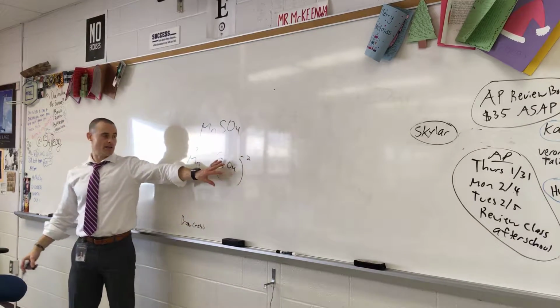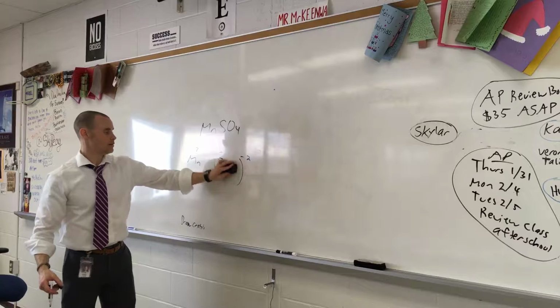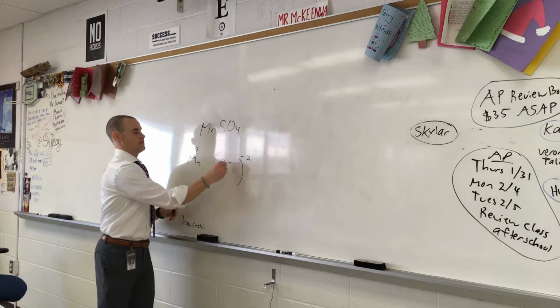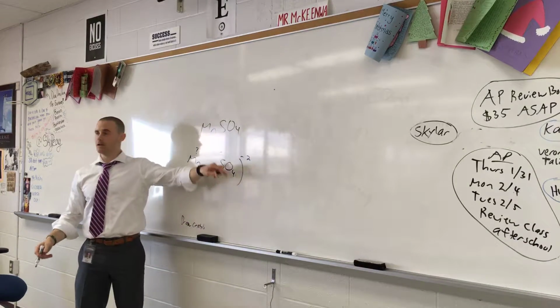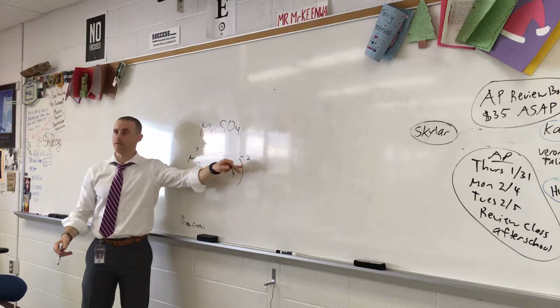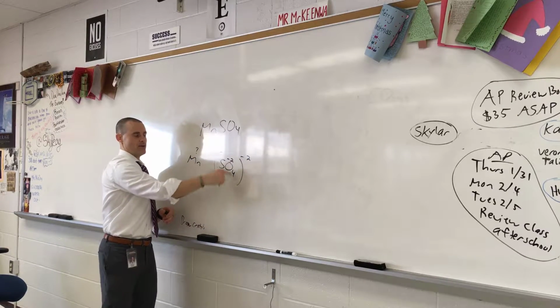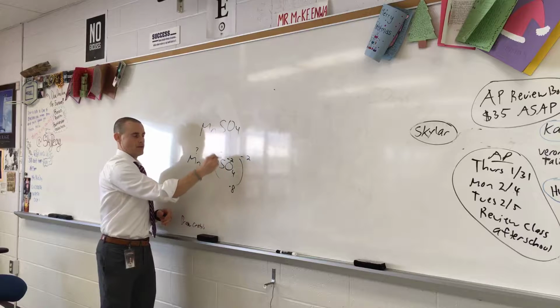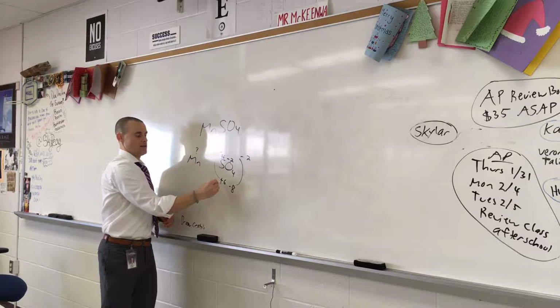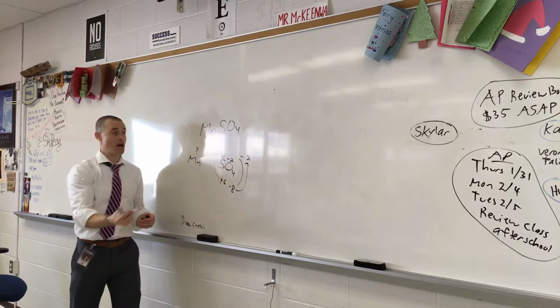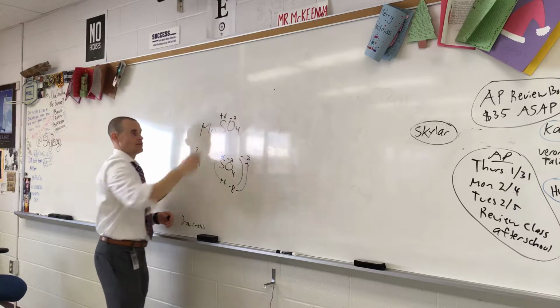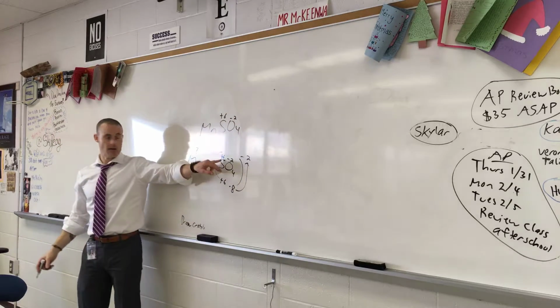This is on table E. Sorry, that O should be a little bit bigger. SO4. I know this is on table E, so all of this must equal negative 2. Well, if oxygen's negative 2, that's a minus 8. So this must be a plus 6. That adds up to a negative 2. So now I know S is plus 6, O is minus 2. That's how I know S is plus 6.